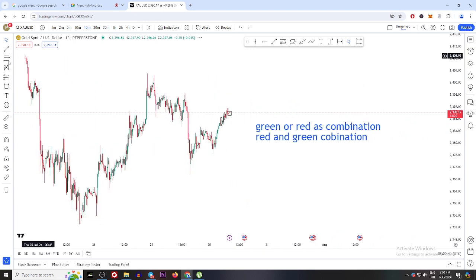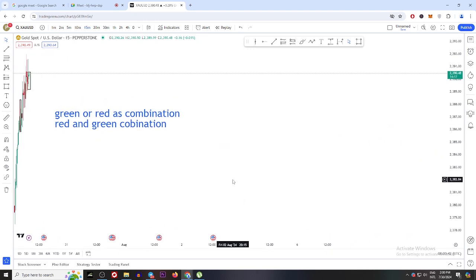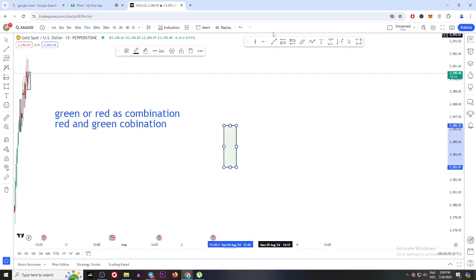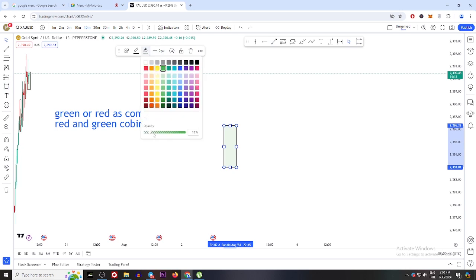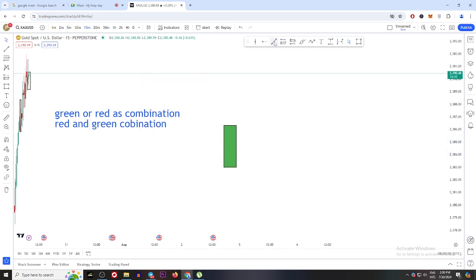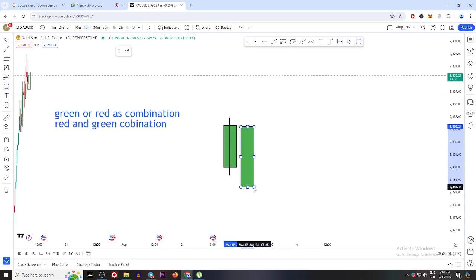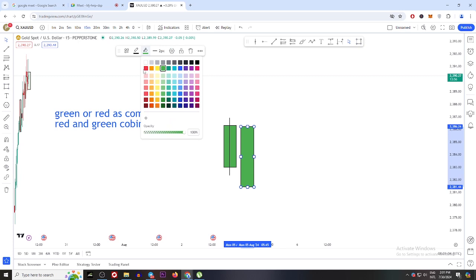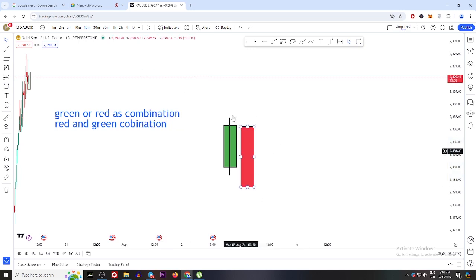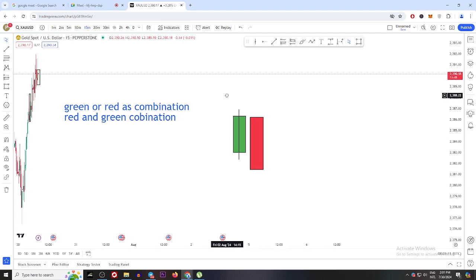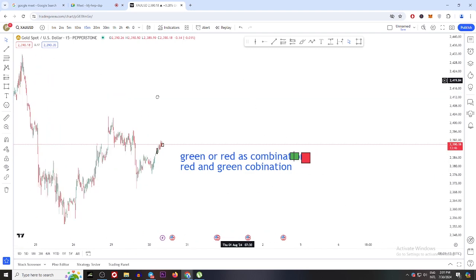Let's say we have a green candle. If we have a green candle, what will be the combination of the green candle? The red candle. Red candle. Yes, very good. So this is the combination of red and green, or green and red. Now let's talk about something else.